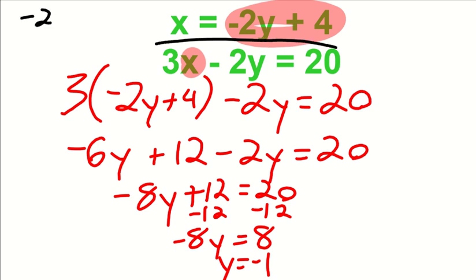I'm going to use the first equation. I got -2 times -1 plus 4. What's -2 times -1? +2. Negative times negative is a positive. 2 plus 4 then, we got x equals 6.